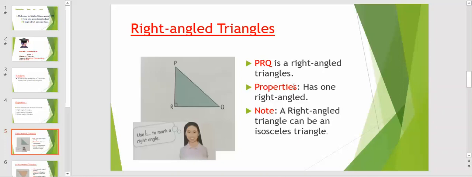Note, a right angle triangle can be an isosceles triangle because when the other two angles are equal, it will be isosceles because two angles are equal and two sides are equal. It will be an isosceles triangle the same way.